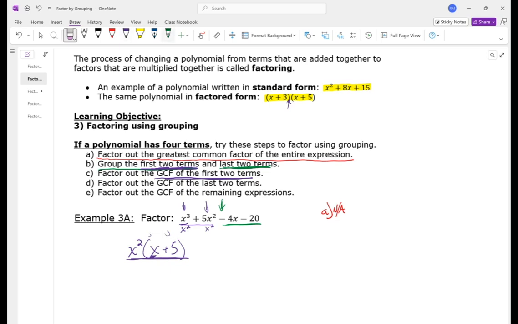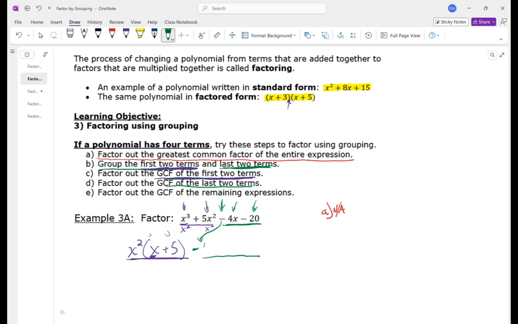Then we're going to do the same exact thing. I'm going to leave this as green. So this was purple, the first 2 terms, and green is the last 2 terms. I'm always going to copy my minus down, and then I'm going to see what's in common here. I see that a 4 will go into 4x and 20.